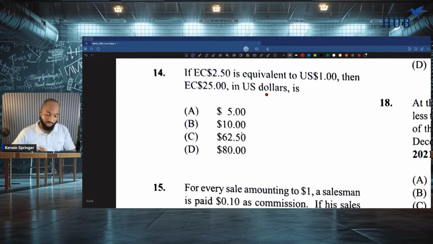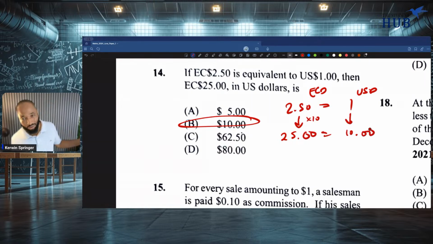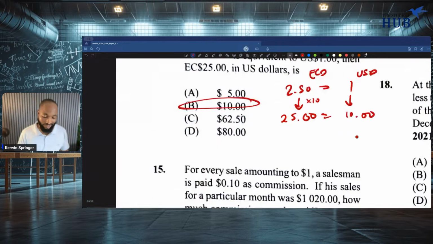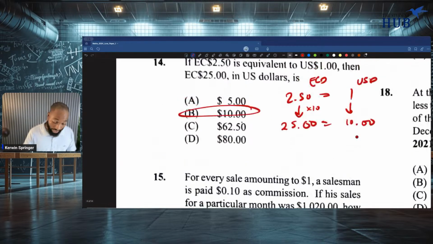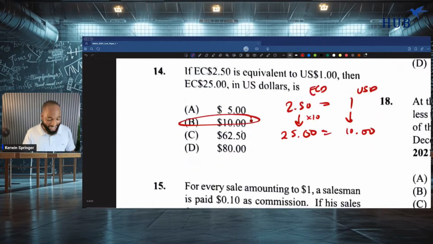EC 250 is equivalent to US 1, then EC 25 is how much? Well, that makes sense. If 250 at the EC is 1 at the USD, then if I raise them up to 25, that makes sense. I can just multiply by 10. Let me double check this. Then EC 20. Yeah, that's looking good to me.